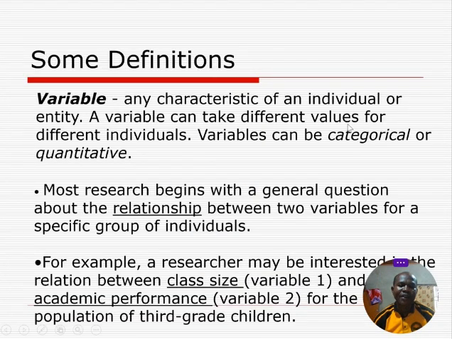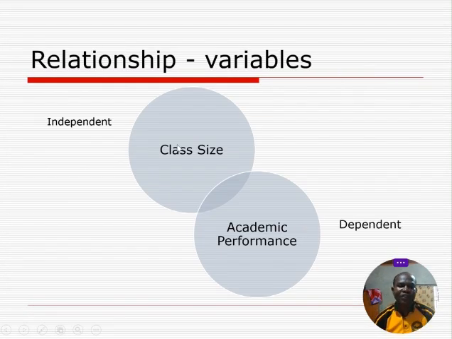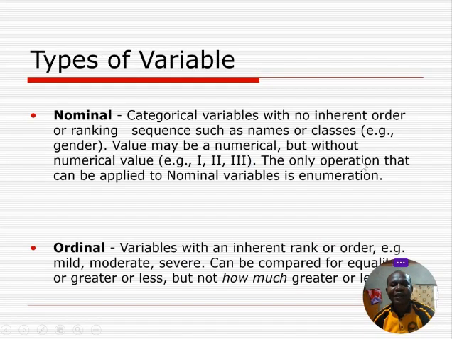Now again, we define a variable as any characteristic of an individual or entity. It is essentially a certain condition of the subject of our population that may actually take different values, and which is our interest in studying in statistics. So most researchers begin with a general question about the relationship between variables. For example, you can look at the relationship between class size and academic performance. You can look at whether the class size actually affects academic performance. In this case, the class size becomes our independent variable, while academic performance becomes our dependent variable.